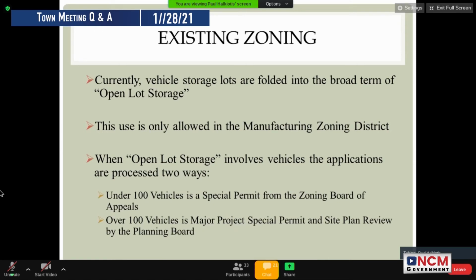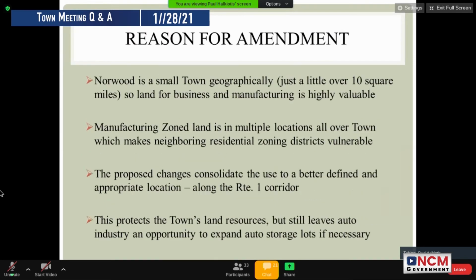So we have two different boards that regulate this one use depending on how many cars are being stored. The town of Norwood is not a big town geographically. We have just over 10 square miles. The manufacturing zone land is scattered throughout the town, and some of the manufacturing zone is surrounded by residential districts, which can cause some issues. The proposed zoning changes consolidate this particular use and better define it.